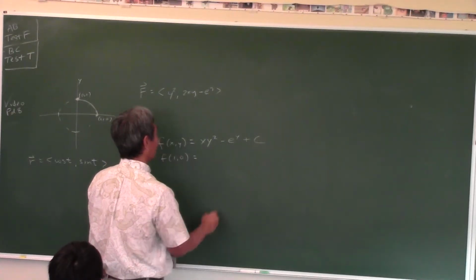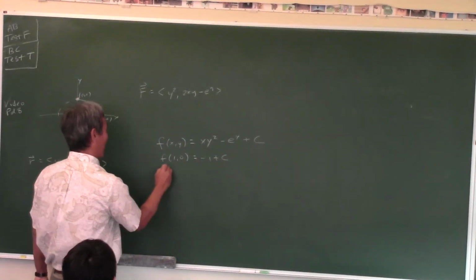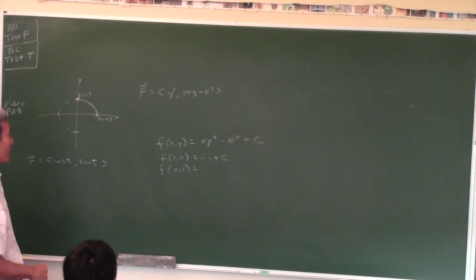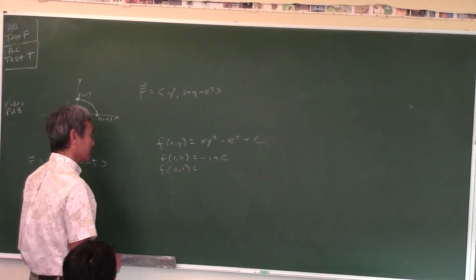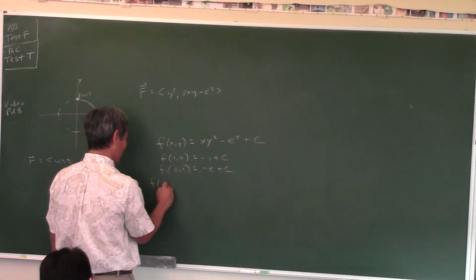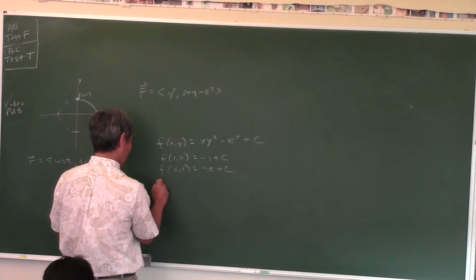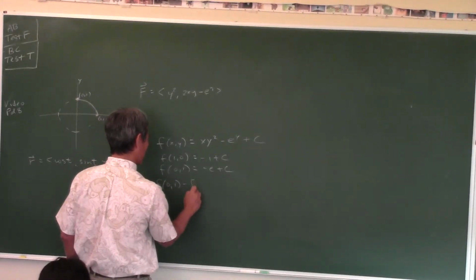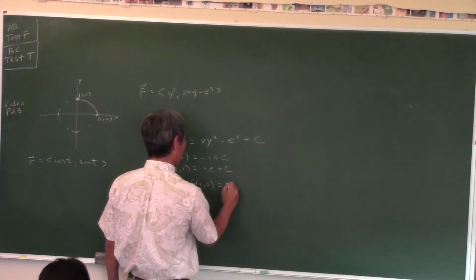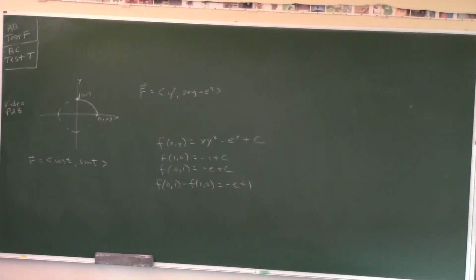Negative 1 plus c, and then what is f of 0, 1? Plug in 0 for x and 1 for y. Negative e plus c. So if I subtract the two, which one do I subtract from? The final position minus initial position. Almost subtracted the wrong way. So of course the c's are going to cancel out, so you're going to get negative e minus negative 1. 1 minus e is your answer. That is the work done.